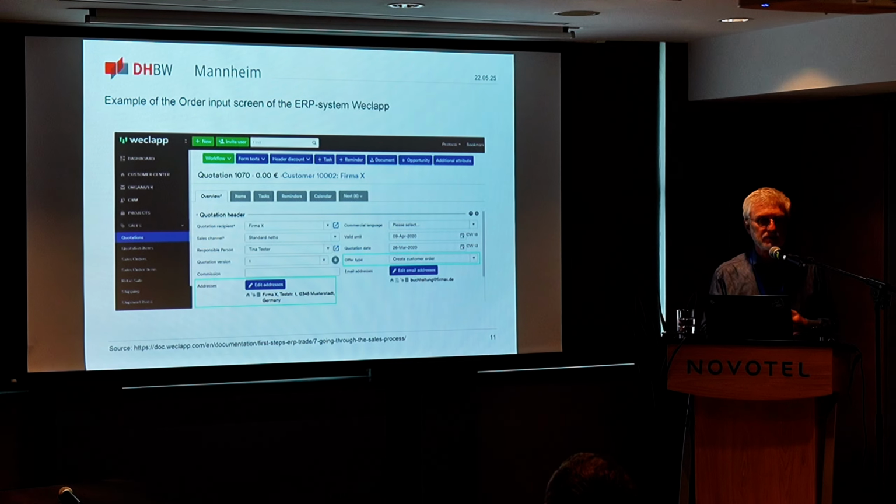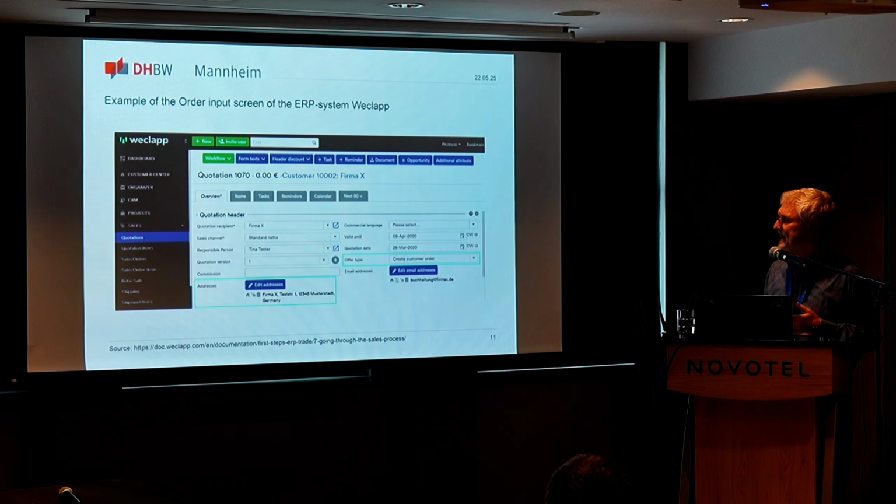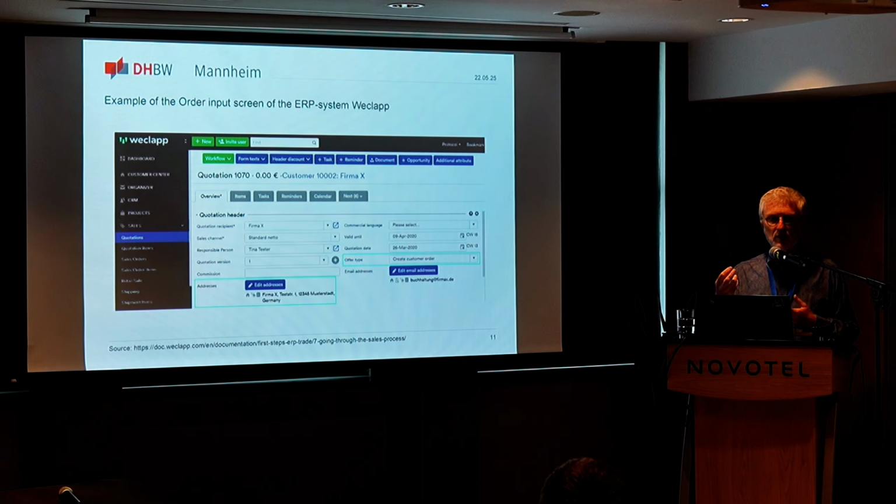I don't know whether anybody of you knows it, it's a smaller German company called WeClap, and they have an interface like that. Some of the aspects, if you look at that, you get quite more easily familiar with a number of things, and I hope to relate that later on to some of the guiding principles of how to do that.